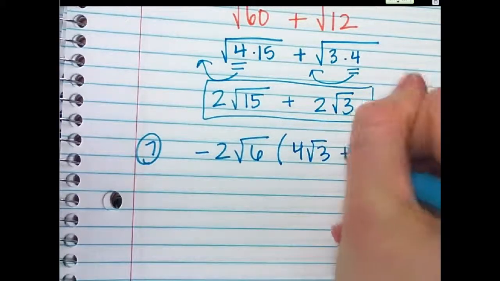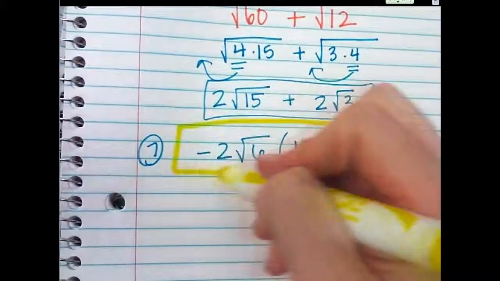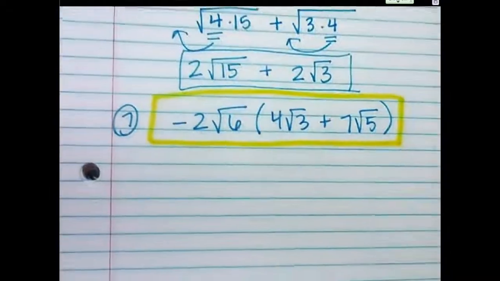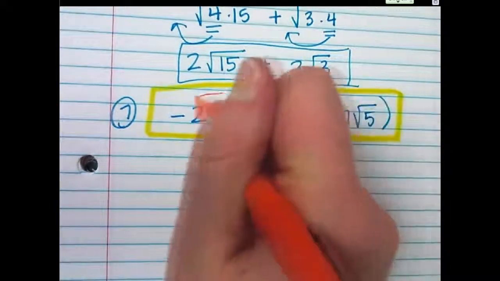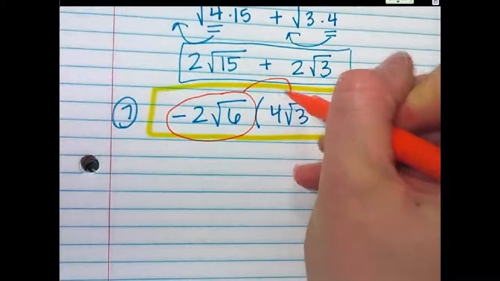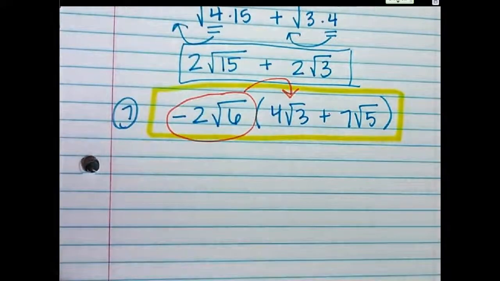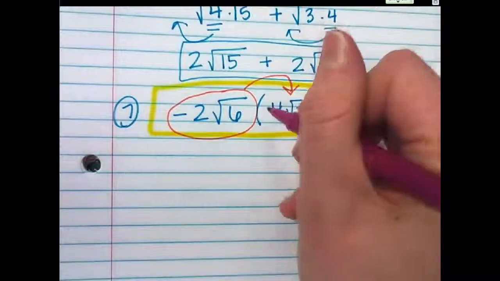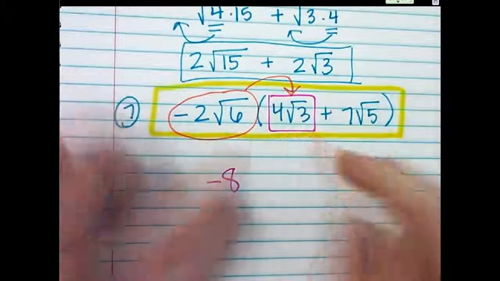4 square root 3 plus 7 square root 5. So exactly the same as number 6, except I added coefficients. So now we just multiply the coefficients together. So this is still only 2 terms. Do you still distribute your coefficient to the coefficients? Yes. So when I do this 2 square root 6, it's going to go to this whole thing. So I do the coefficients, which would be negative 8, and I do the radicals, which would be square root 18.